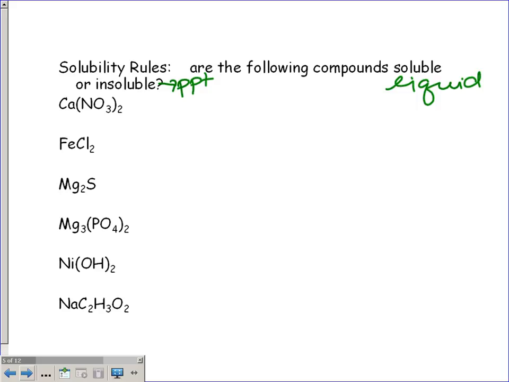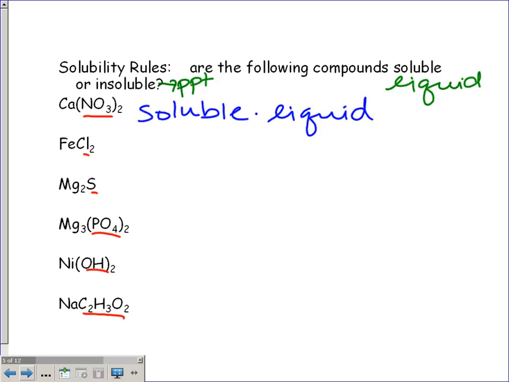Alright, so the way that we read these is we use the anions in each formula. So nitrate, chlorine, sulfate, sulfide, phosphate, hydroxide, and acetate. So when we look at our rules, we need to read based on the anion. So for example, calcium nitrate. I need to find nitrates in either the soluble or insoluble column. Well, the first bullet under soluble says all nitrates, acetates, ammonium, and group 1A salts are soluble. So calcium nitrate would be soluble, which means that it stays as a liquid. It is not our precipitate.